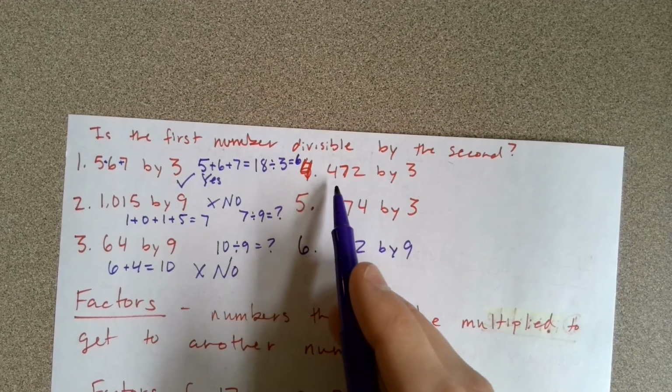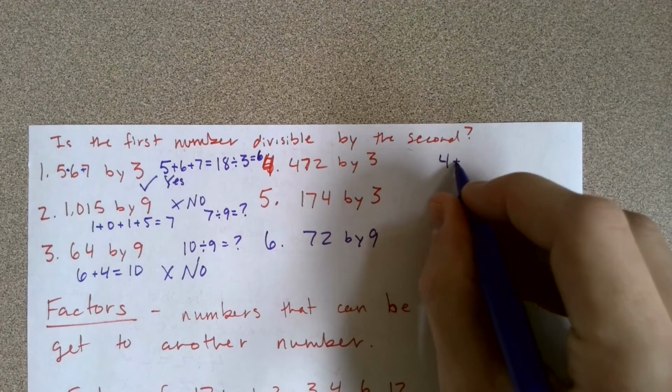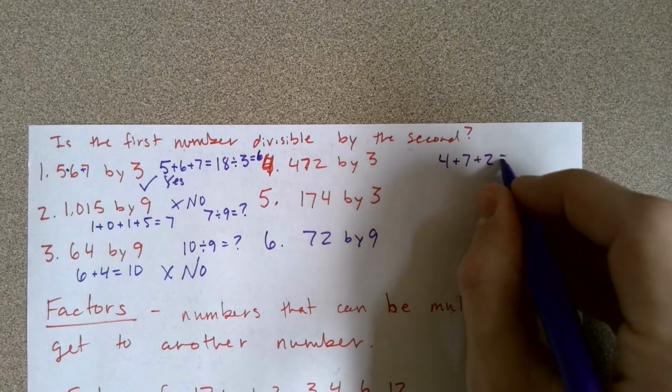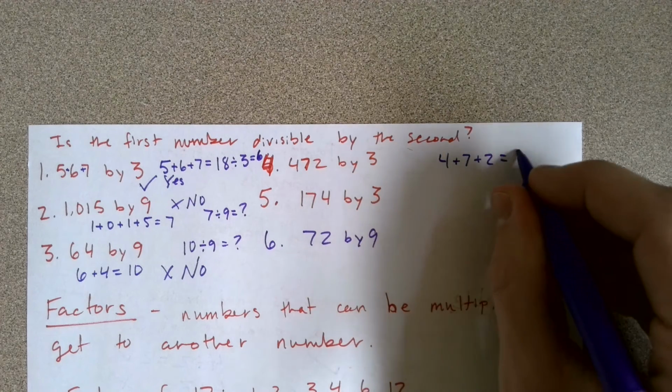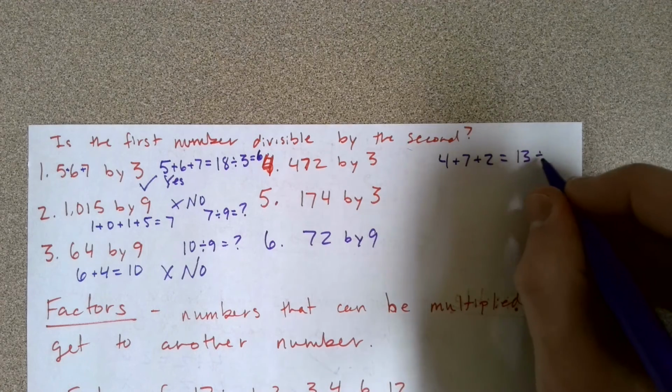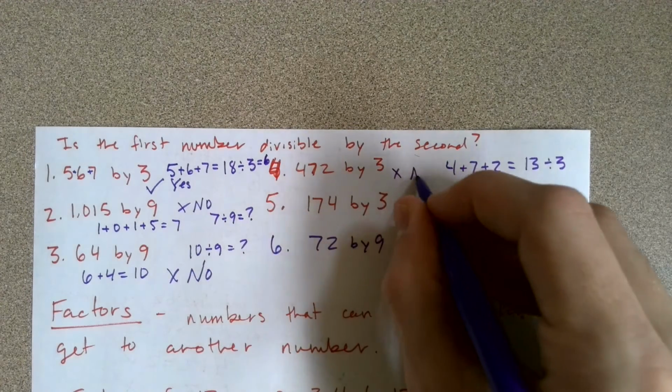All right, next one, we've got 472 by 3. So we're going to take 4 plus 7 plus 2. That's going to equal 11, 12, 13, divided by 3. That does not work out. 13 divided by 3 doesn't work well. So that one's going to be a no as well.